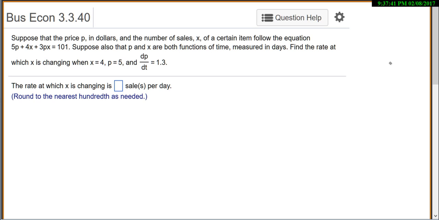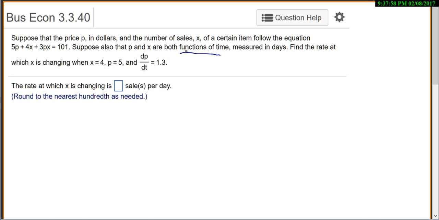This is problem 3.3.40. Let's see, it tells us that our price P in dollars and our number of sales, X, on a certain item follow this equation: 5P plus 4X plus 3PX equals 101. Suppose also that P and X are both functions of time.